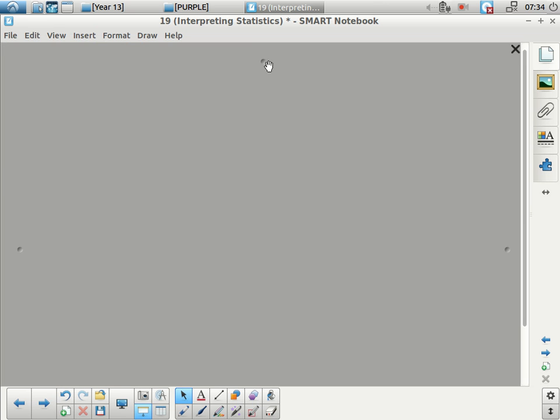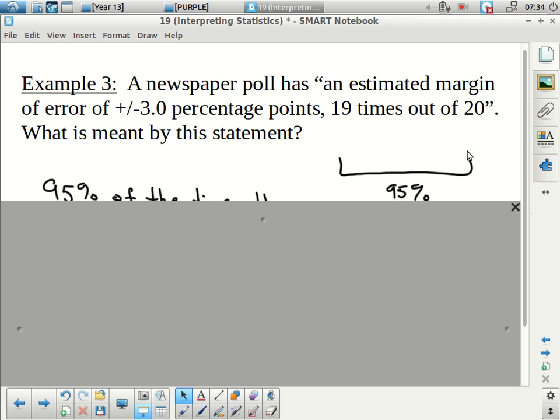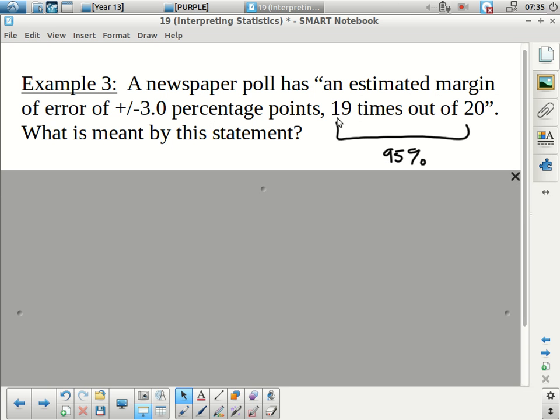Oh, getting ahead of myself here. Okay, the newspaper poll has an estimated margin of error of plus or minus 3 percentage points, 19 times out of 20. What is meant by that statement? If you've read some polls or talked about it in other classes, you've probably seen this statement before.